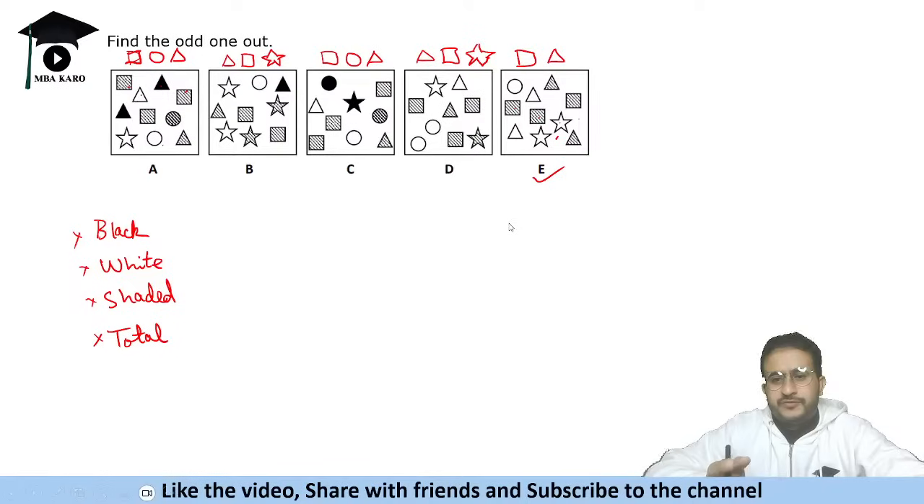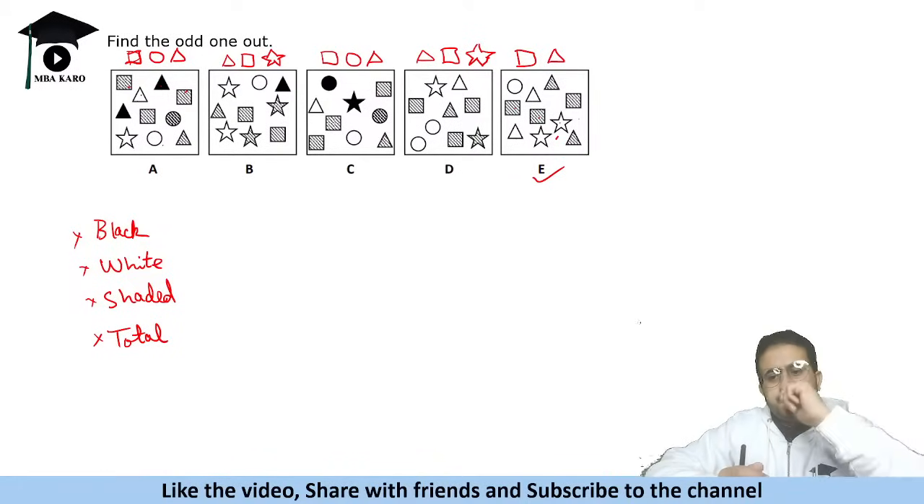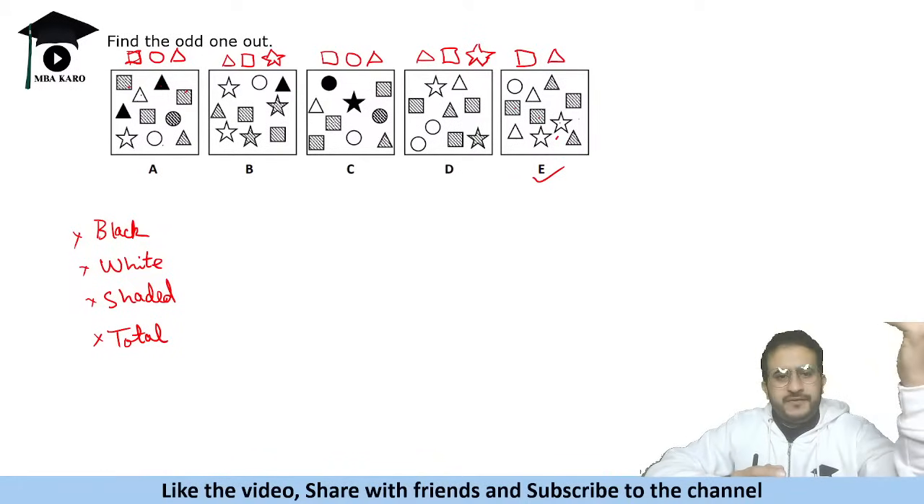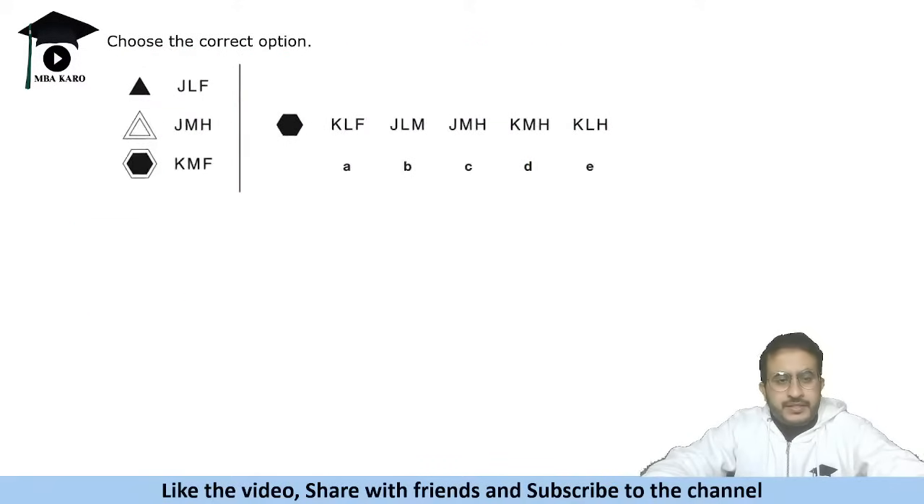Okay, so that is the logic for this problem. So sometimes the logic could be very weird, even in number series and all. The logic could be very, very weird, which you may not be able to figure out, and even after spending a lot of time, you may not be able to figure out the logic. All right. So let's see the next one.